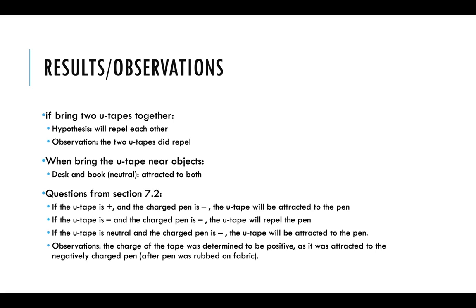If the tape is positive and the charge pen is negative, the tape will be attracted to it. But if the tape is negative and the charge pen is also negative, it will repel the pen. If the tape is neutral and the charge pen is negative, the tape will be attracted to the pen. Some final observations: the charge of the tape was determined to be positive because it was attracted to the negatively charged pen after it was rubbed on fabric.